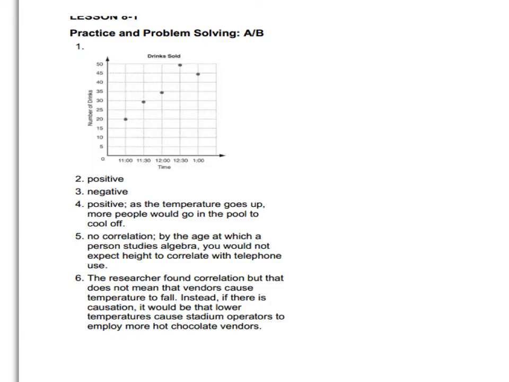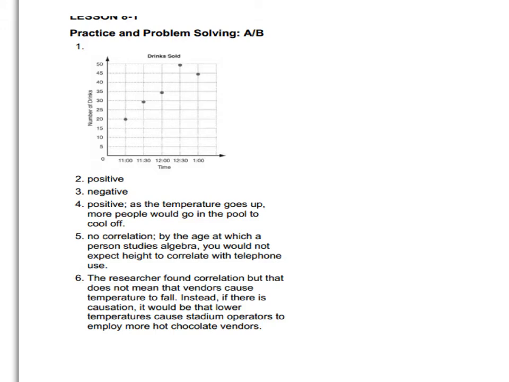Checking your answers from last night's homework with a practice in problem solving A-B. Number 1, this is what your scatter plot should look like. 2 was positive, 3 was negative, 4 was a positive relationship. As the temperature goes up, more people would get in the pool. Number 5, no correlation. It's not going to matter what age you study algebra and your height.